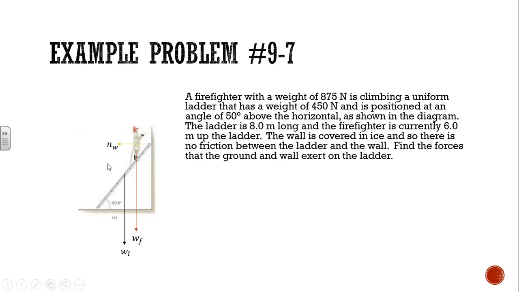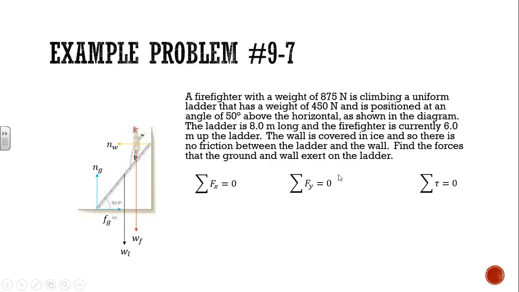We have a normal force acting on the ladder from the wall, and we have two forces acting here. There has to be a frictional force, or else this ladder would just slide along the ground, and there also has to be a normal support force. So in order to solve this problem, I want to find NW, NG, and FG.